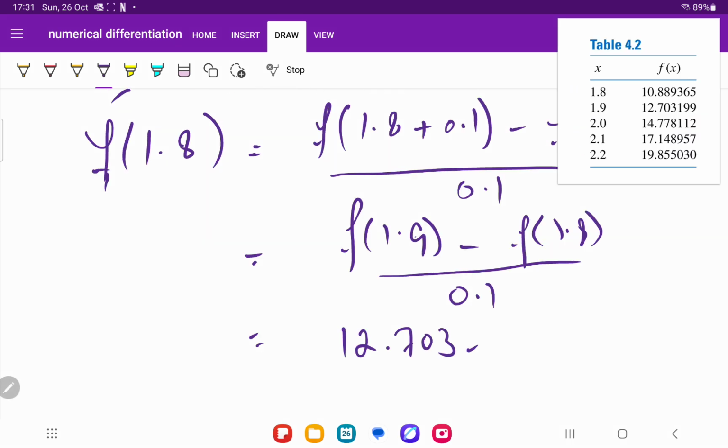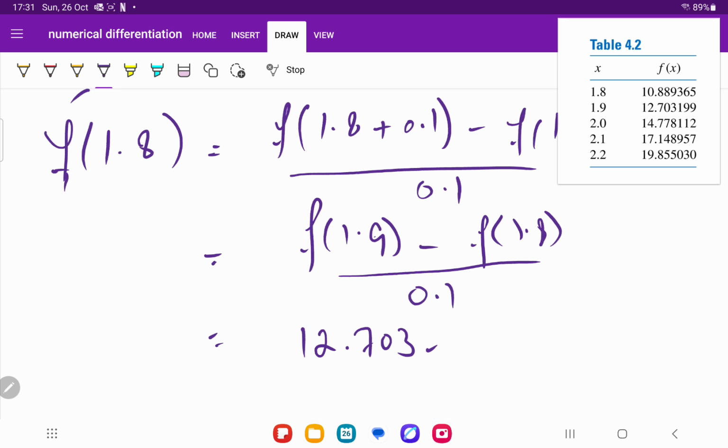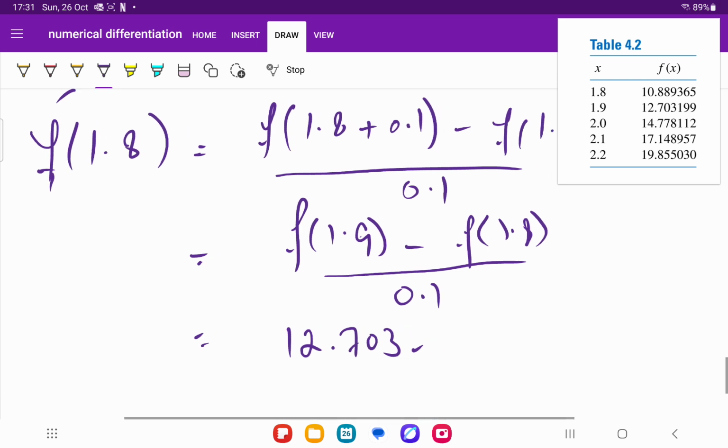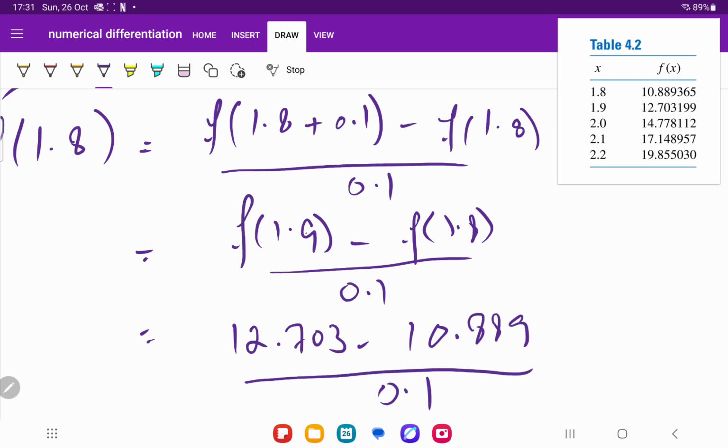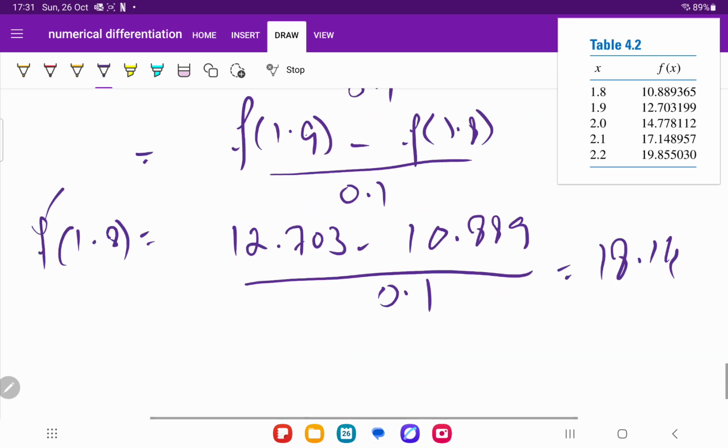Now I'm calculating f dash at 1.8, and the formula will be in this form. By putting in the values, 1.8 corresponds to 10.889 divided by the same h, so f dash of 1.8 is 18.14. That's it.